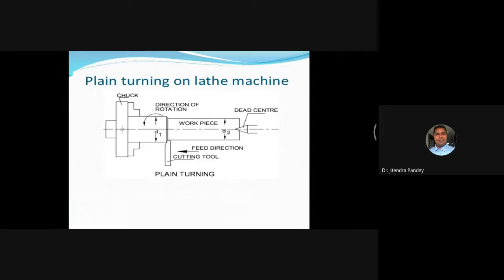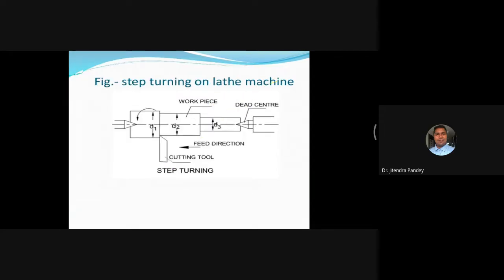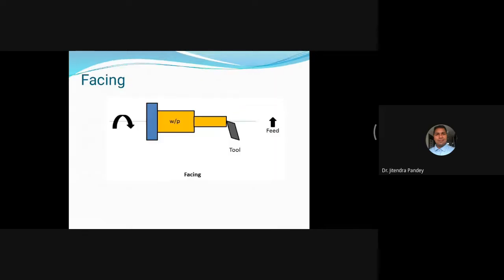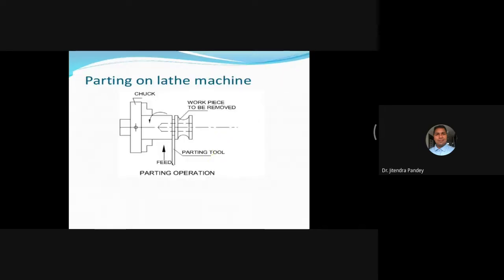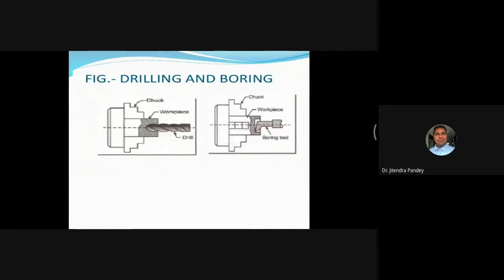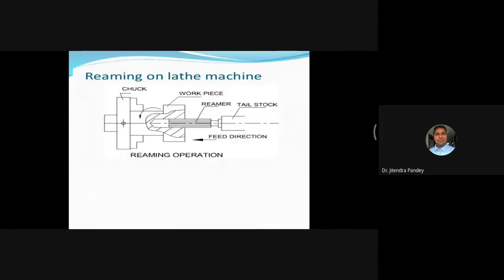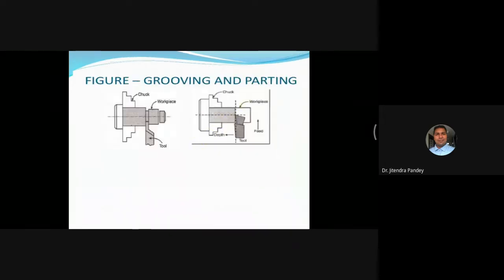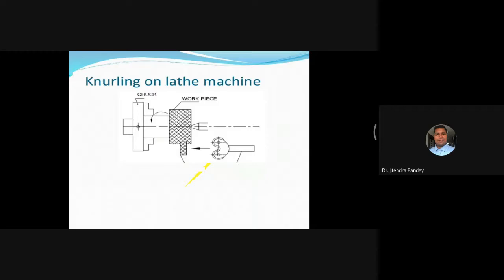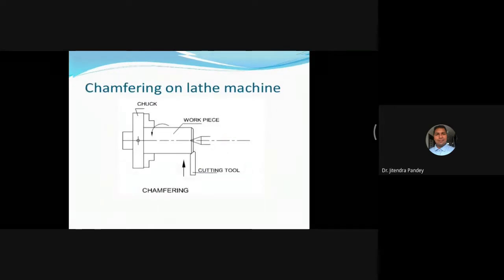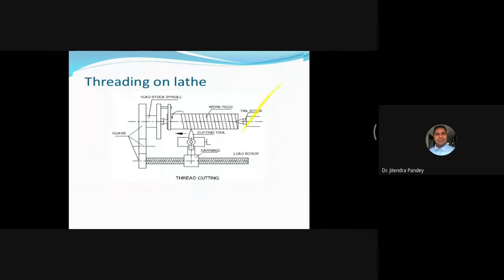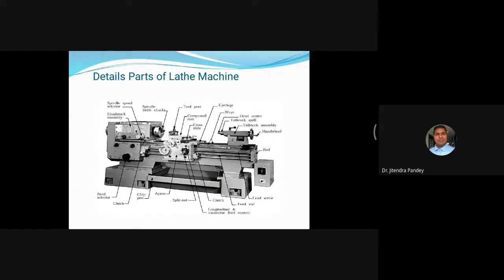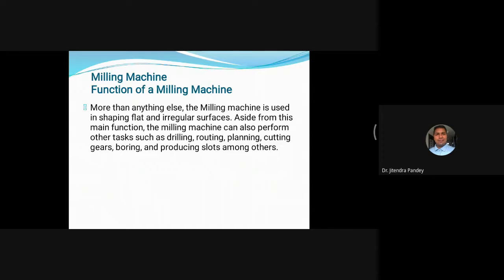ये प्लेन टर्निंग का प्रोसेस है, ये स्टेप टर्निंग का प्रोसेस है, ये फॉर्मिंग का प्रोसेस है, ये फेसिंग का प्रोसेस है, ये पार्टिंग का प्रोसेस है, ये ड्रिलिंग एंड बोरिंग का प्रोसेस है. इसके बाद ये रीमिंग का प्रोसेस है. दैट मीन्स ग्रोविंग प्रोसेस है. ये नर्लिंग प्रोसेस है, ये चैम्फरिंग प्रोसेस है, ये थ्रेडिंग प्रोसेस है. That means with the lathe we are going to do so many mechanical works, and these are the sectional views of the lathe machine. उसका milling machine में क्या है?